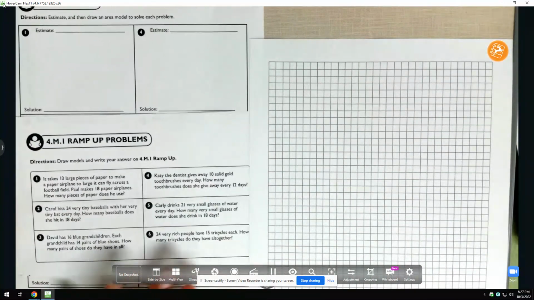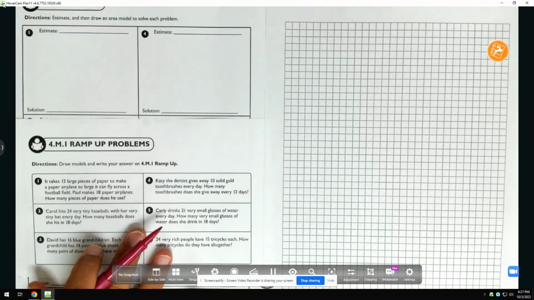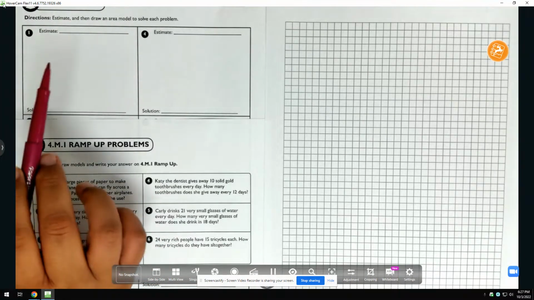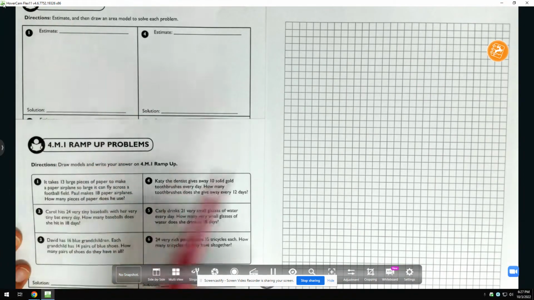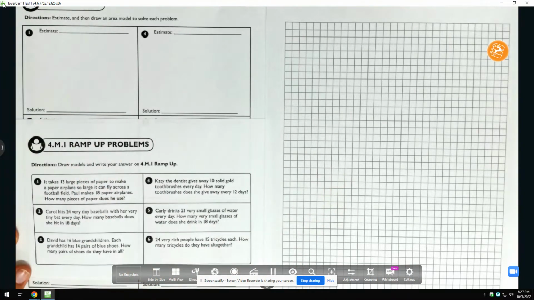All right, so we are going to work together on question number 1, word problem number 1. So first we're going to read the word problem, then we're going to estimate what we think our answer, our product will be, use our grid paper to solve, and then we'll transfer it over to our recording sheet.